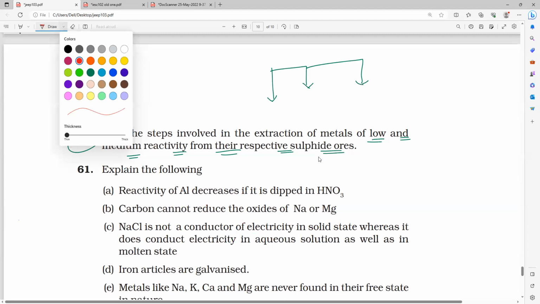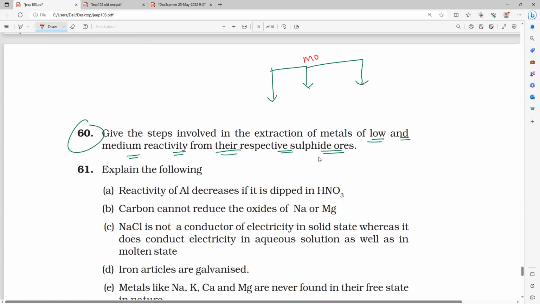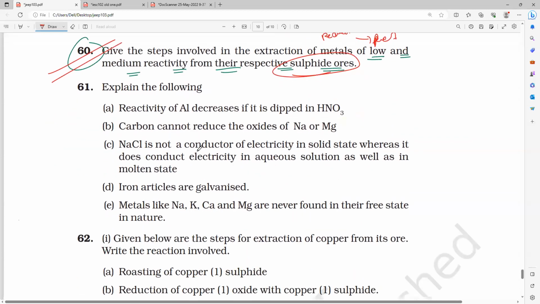If it is a moderately reactive metal, what will we do, guys? If it is a sulfide ore, they are asking about sulfide ores. So for sulfide ores, first we go with what? Roasting. Right? So roasting. After roasting, it undergoes what? Reduction. Then purification, refining. That's what it is. You proceed. Okay, all of you. Next.